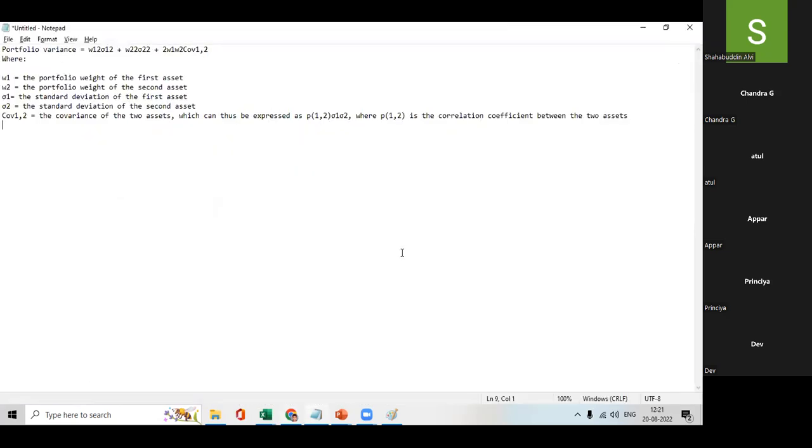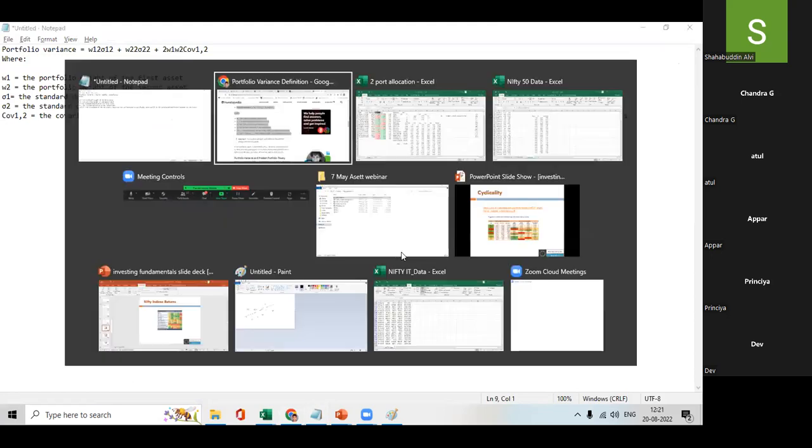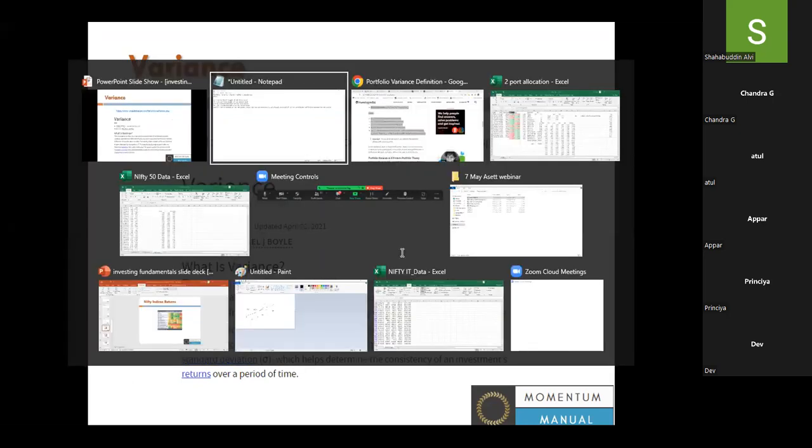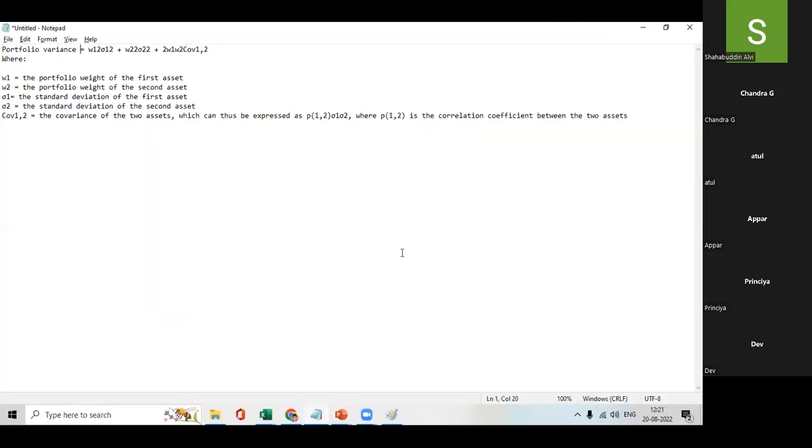This is variance. What is the variance to standard deviation relationship? Standard deviation is the square root of variance. So if we calculate this, we can calculate standard deviation by square root. So portfolio variance is weight 1 into sigma 1. That is the standard deviation of asset 1.